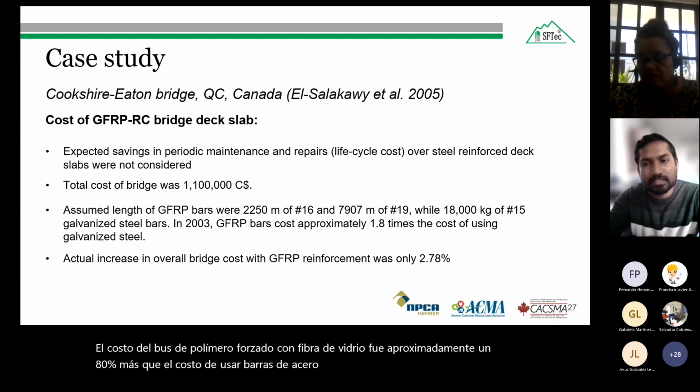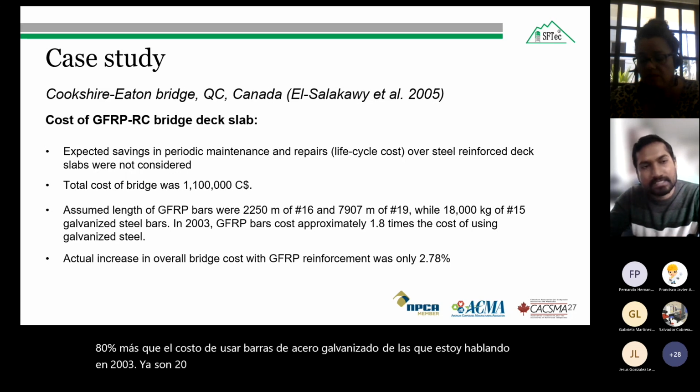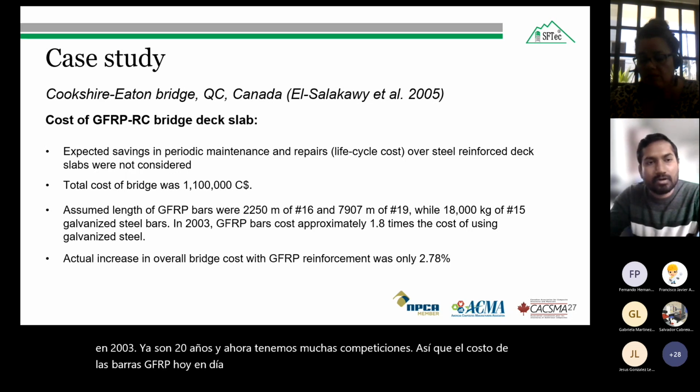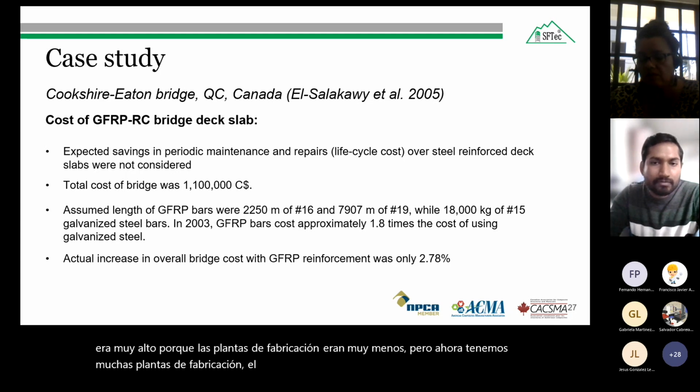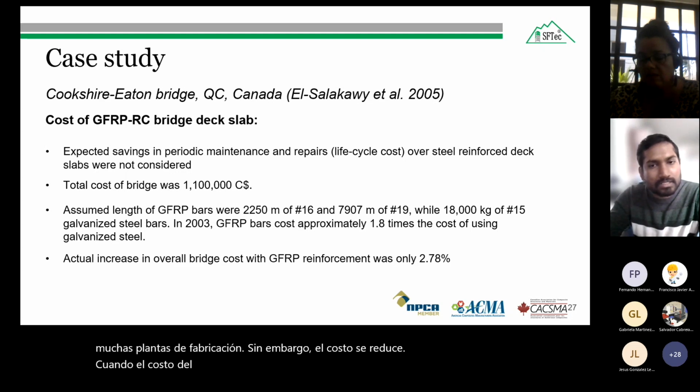It's already 20 years and now we have a lot of competition. So the cost of the GFRP bars nowadays is very, very less, which is not higher. At that time, it was very high because the manufacturing plants were very few. But now we have a lot of manufacturing plants. The cost is reduced.